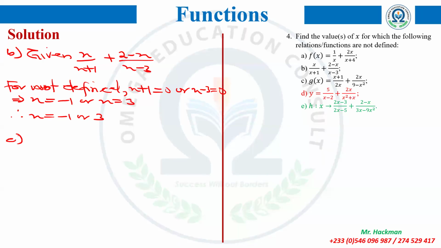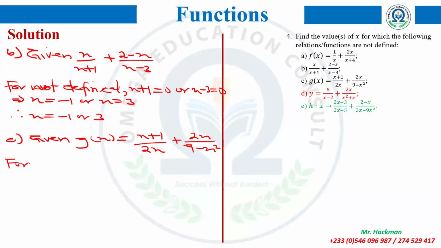Then the last one, C. I think you will guide me. It will be a little involving, but no problem. You should be able to do it. Given g of x is equal to x plus 1 over 2x, then plus 2x over 9 minus x squared. So let's see.